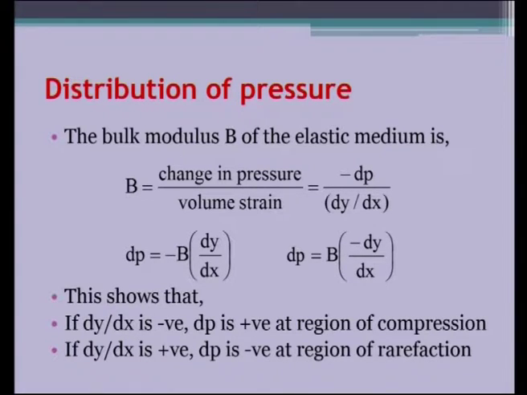This shows that if dy divided by dx is negative, dP is positive, because there is a minus sign relating the two at the region of compression. The same way, if dy by dx is positive, the dP becomes negative, it is the region of rarefaction. So, this is how we could interpret the relation between the strain dy divided by dx and the change in pressure dP. So, this equation is going to be the typical tool in relating them.